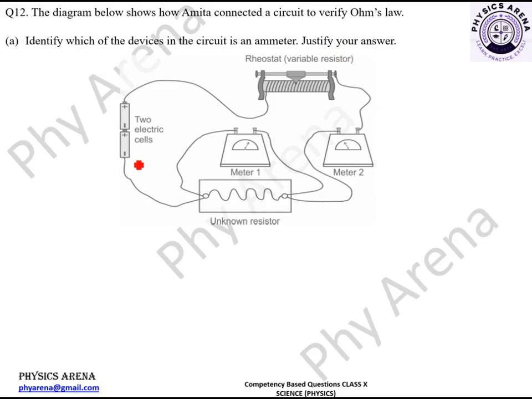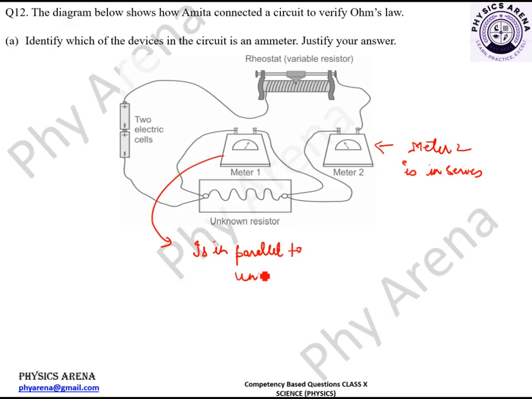See, we can see that there are two cells and they are connected to a variable resistor known as rheostat, and the meter 2 is connected through the variable resistor to the unknown resistor, and then in parallel to the unknown resistor we are having meter 1. So we can say that meter 2 is in series and meter 1 is in parallel to the unknown resistor.